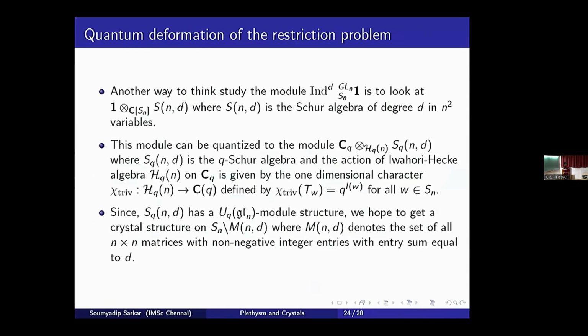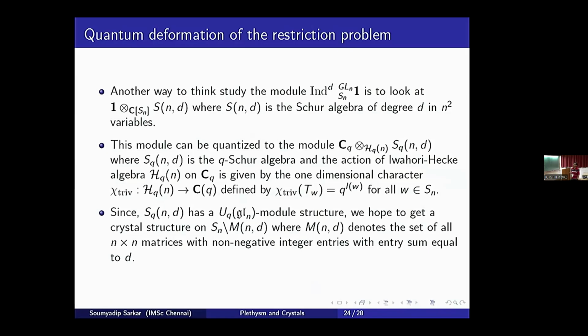since we want to get into Kashiwara crystals, we are really looking for a module for the quantum group, because Kashiwara told us that any U_q(gl_n) module has a crystal base. So maybe to have a nice combinatorial theory, it is good to look into the U_q(gl_n) module structure. So another way to think about this induction module is to look at this space, 1 tensor over C[S_n] S^n_d, where S^n_d is the Schur algebra of degree d in n square variables. And this can in fact be quantized.